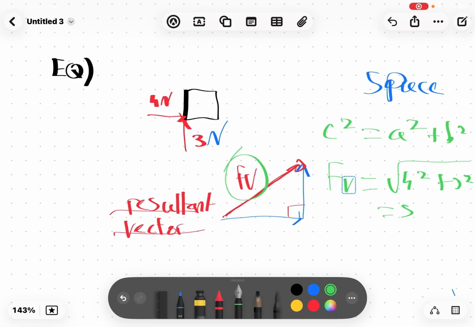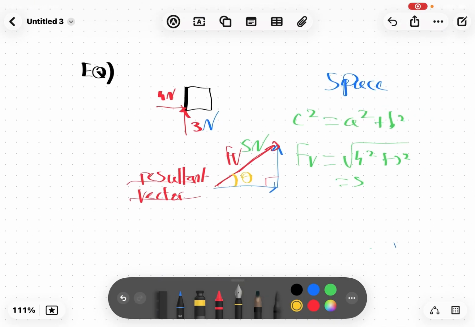So the frictional force is 5 newtons already. We already know that. But also, if you can see, it's on an angle. To find the angle, theta, we have to use SOHCAHTOA, right? To find theta, as we know, we have the opposite, we have the adjacent. We also have the hypotenuse. However, we only need to use these two.